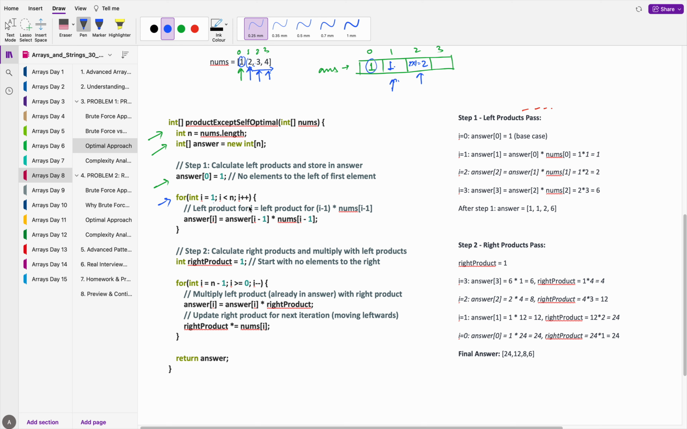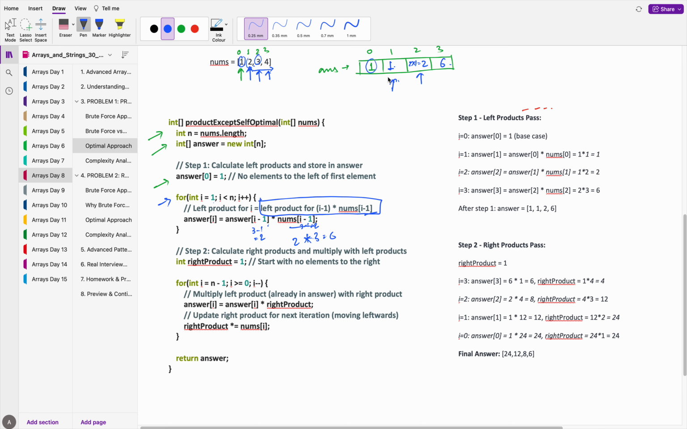i equals 1, i less than n, i plus plus. Left product of i equals left product of i minus 1 multiplied by nums i minus 1. That's what you need to focus upon. So answer of i equals answer of i minus 1 multiplied by nums i minus 1. Now for the third index, answer of 3 minus 1 is answer of 2, which is 2. 2 multiplied by nums of i minus 1, so i is 3, 3 minus 1 equals 2, nums 2 is 3. 2 multiplied by 3 equals 6. So 6 would be kept here.